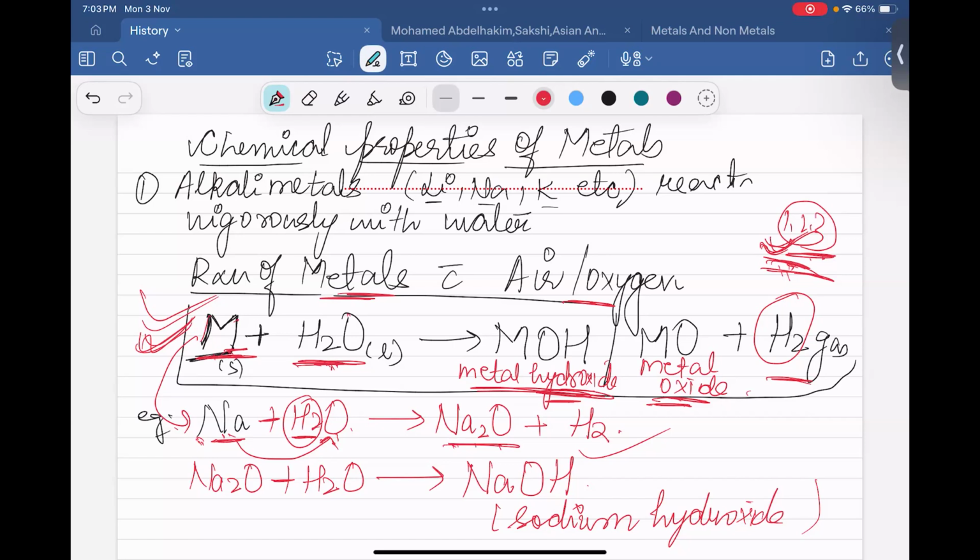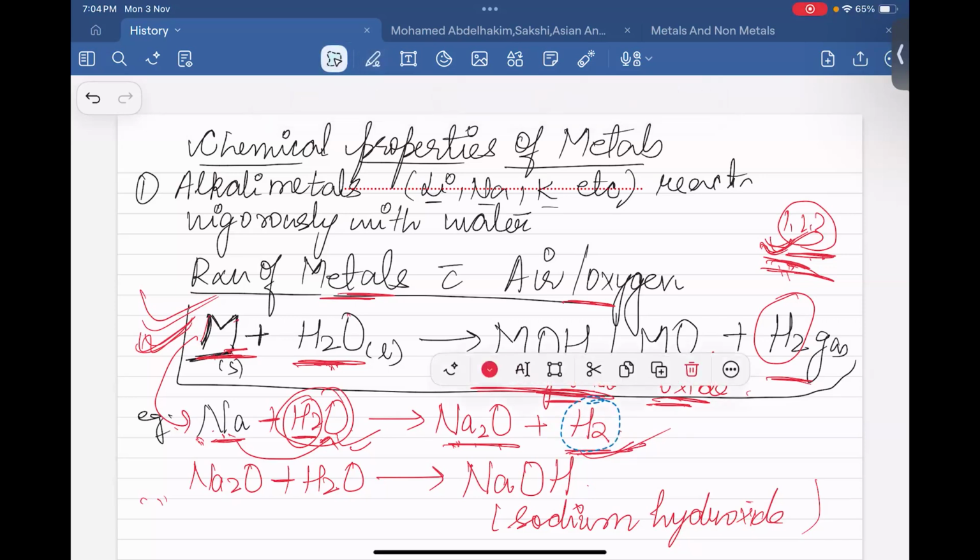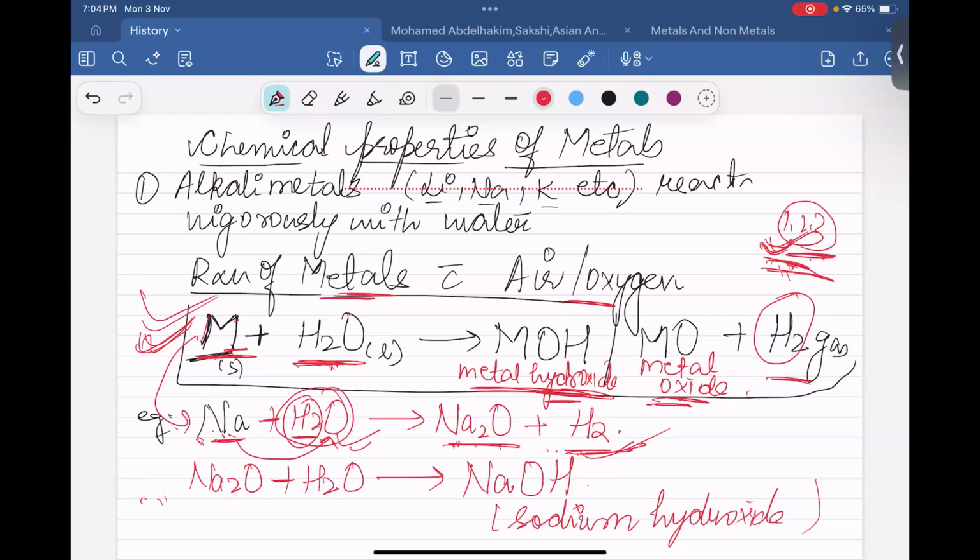This reaction doesn't stop here, because there is an exception: sodium and potassium are the two metals which are very reactive. They are so reactive that when they combine with water or are kept in the atmosphere, they usually catch fire. Why do they catch fire? Because of the release of H2 gas. Just because of this H2 gas release, the sodium oxide that is formed again reacts with water molecules and sodium hydroxide is formed.